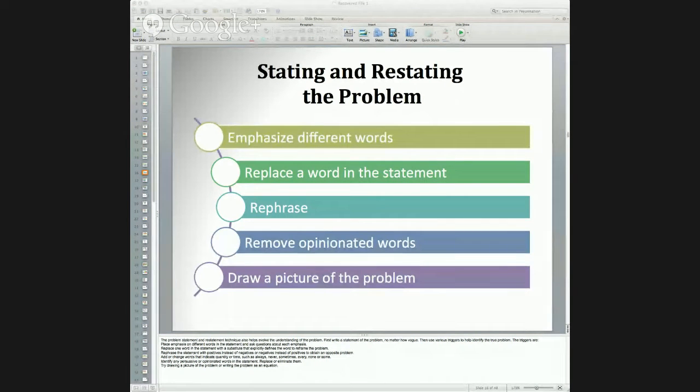Number five, identify any persuasive or opinionated words in the statement. Replace or eliminate them. Number six, try drawing a picture of the problem or writing the problem as an equation.